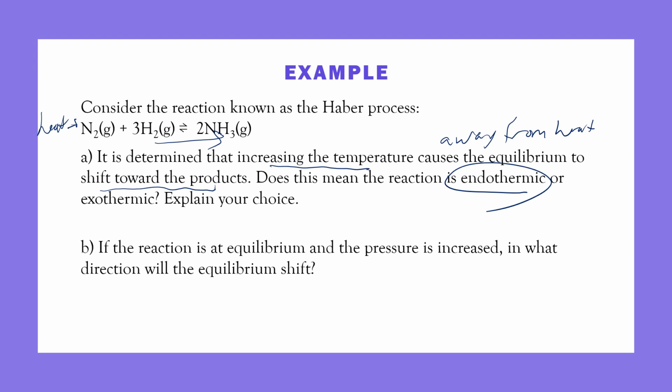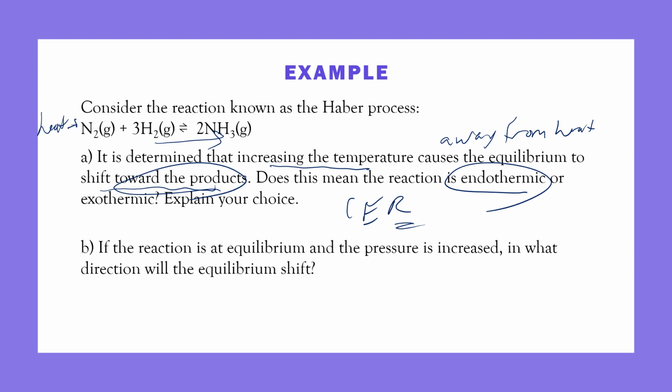In this case, I would use a claim, evidence, reasoning format for this type of free response question. So my claim is that it's endothermic. My evidence is that when you increase the temperature, that means it has to go away from the heat. And away from the heat is towards the products in this case. And so then my reasoning is that the heat must be on the reactant side, if shifting towards the products means it's going away from the heat.